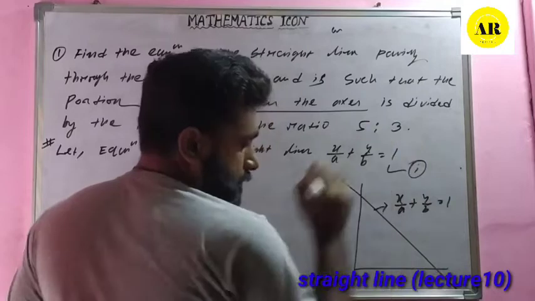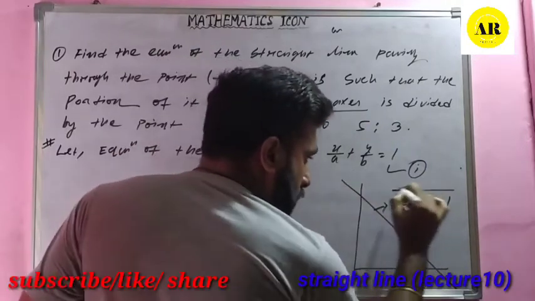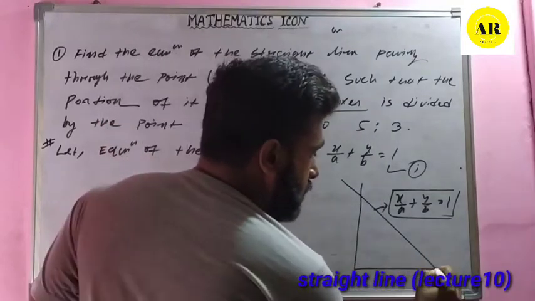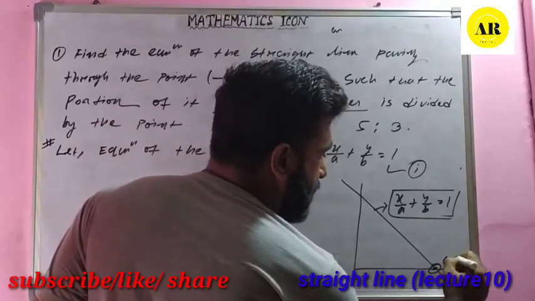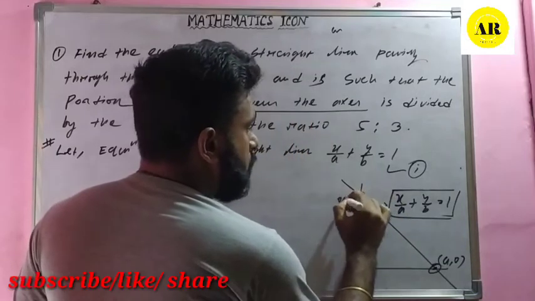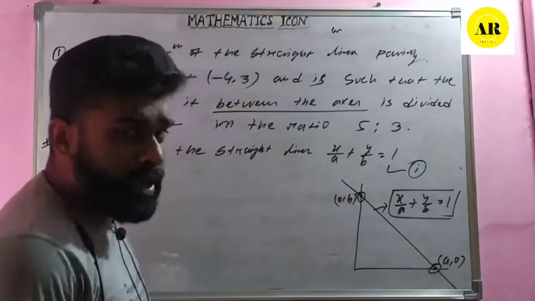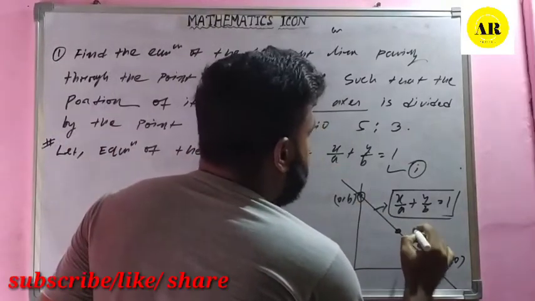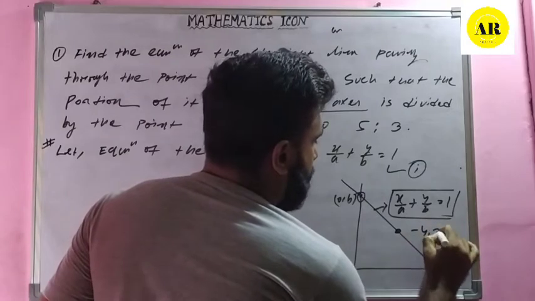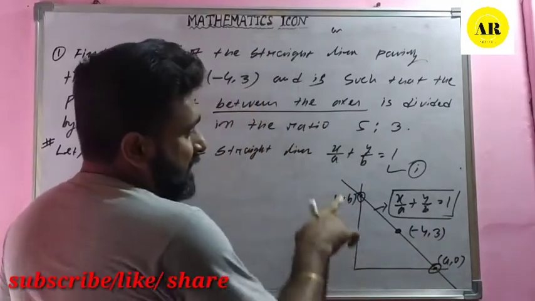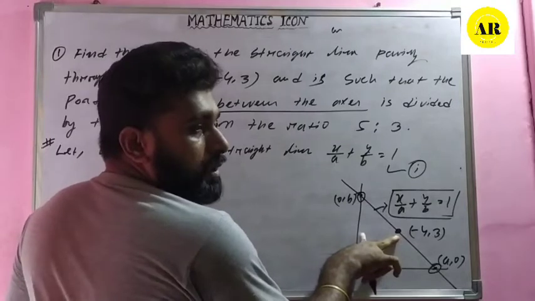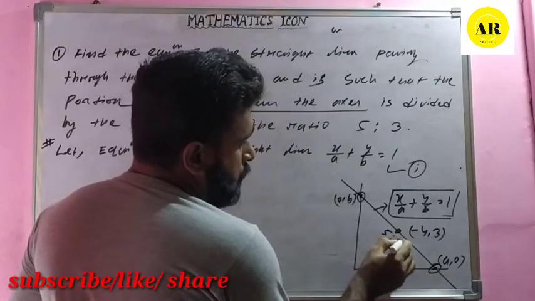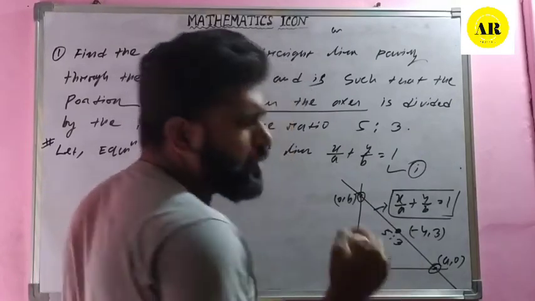From this part we have the idea that the intersecting points on the axes are a comma 0 and 0 comma b. On this line one point is there, and this point is -4,3. This line is divided by this point in the ratio 5:3. That means here the ratio is given.